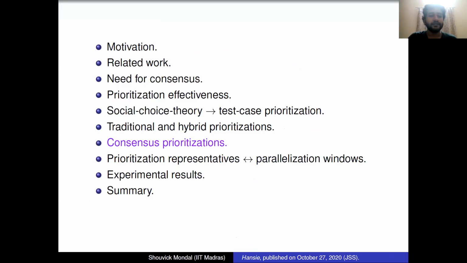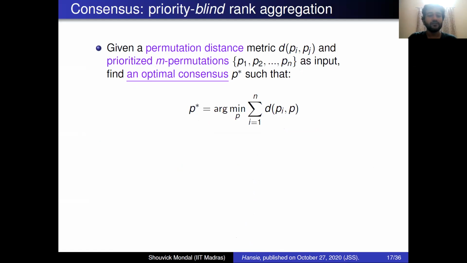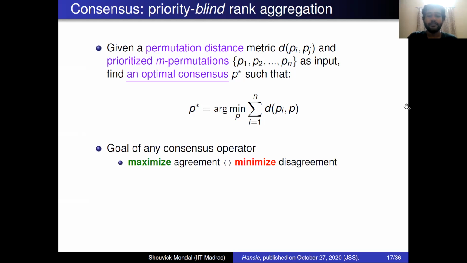So now we come to the consensus prioritizations. So we revisit the example, and like I said, there will be no unique consensus in some cases. But we'll see how this happens. So first we'll discuss the goal of any consensus operator.